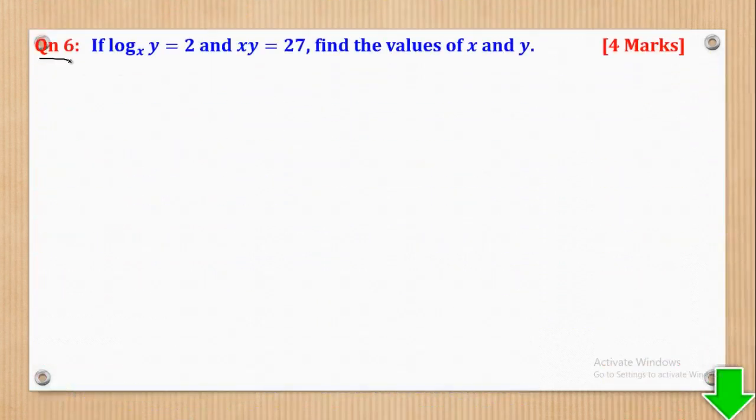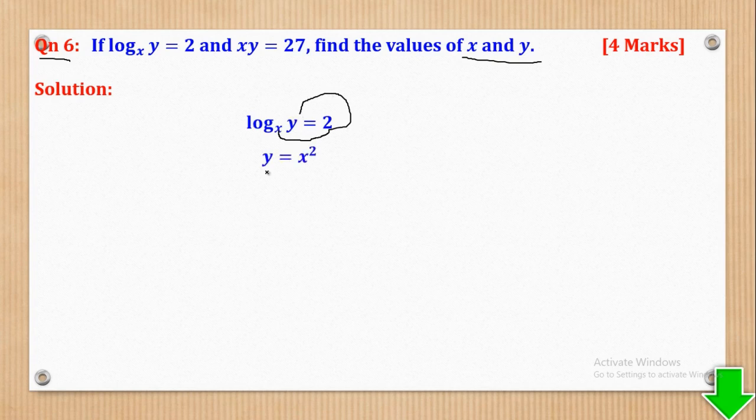Now we shall go to question 6. So question 6 says that if log of y base x is equal to 2 and x times y is equal to 27, find the values of x and y. So the first thing to do is to express this logarithm into index form by eliminating this logarithm. How do we eliminate? To eliminate, we shall say this x, which is the base, raised to the power 2, which is this side, will be equal to y. So when you write that, we shall say y is equal to x squared. So with that, we have eliminated logarithms and expressed it in index form.